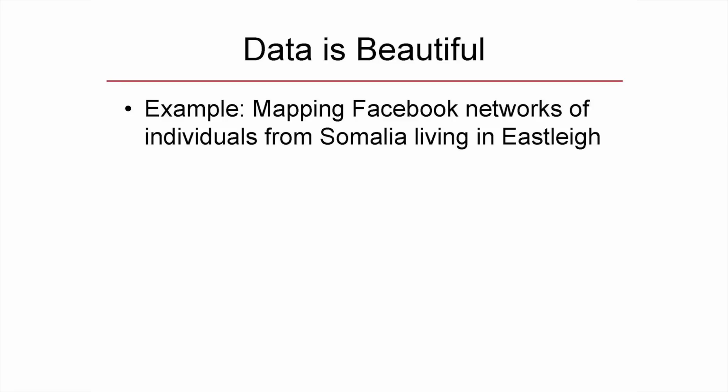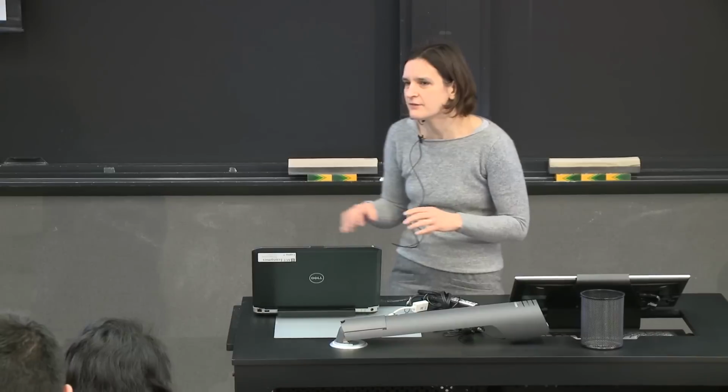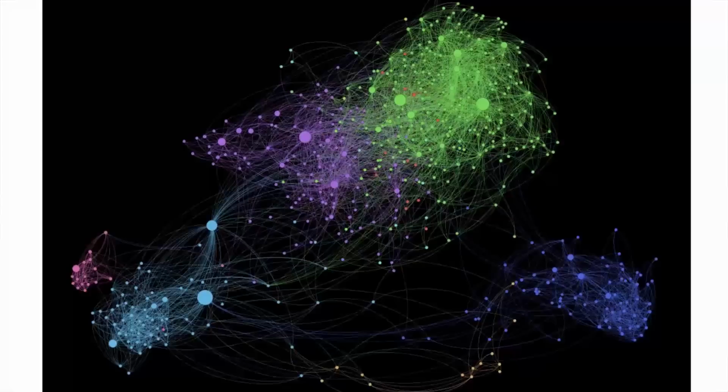So the data I'm just going to show you has been harvested, so to speak, by a researcher called Kim Acquaintance. He lives in Islay, and he interviewed some Somali people living in Islay, some of them very recently arrived, some of them settled in Islay for hundreds of years. And he asked them for permission to harvest their Facebook network data, something you can do with a tool called NetVis, and then visualize it using another tool called Gephi. And this is how it looks.